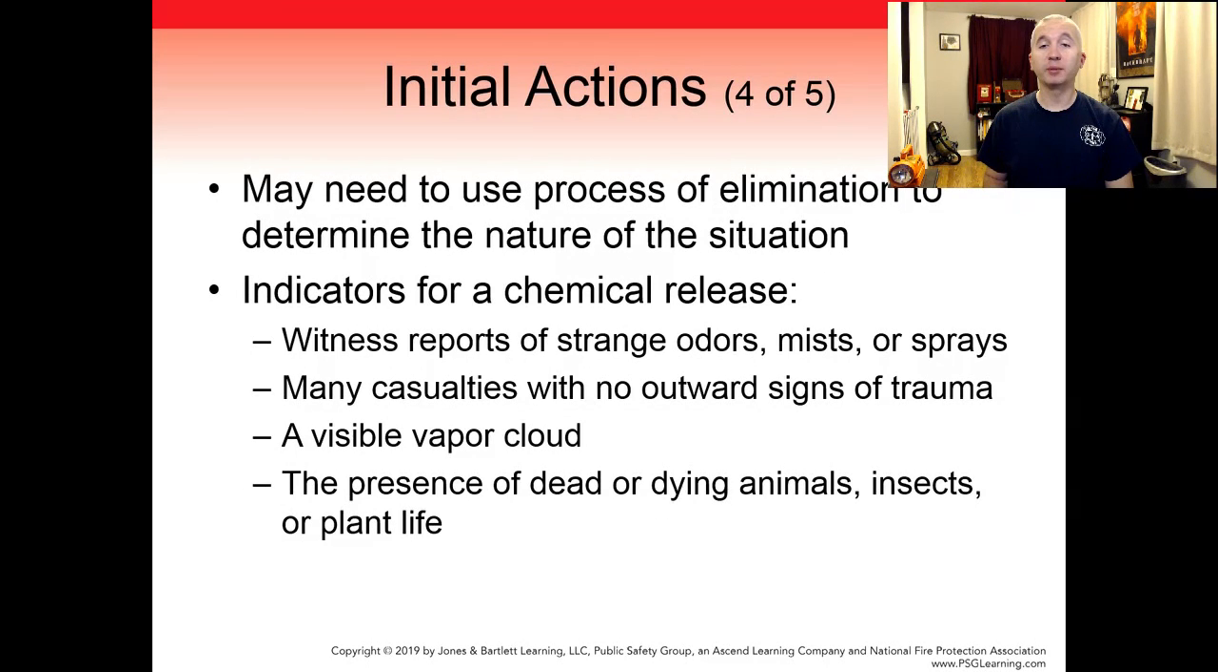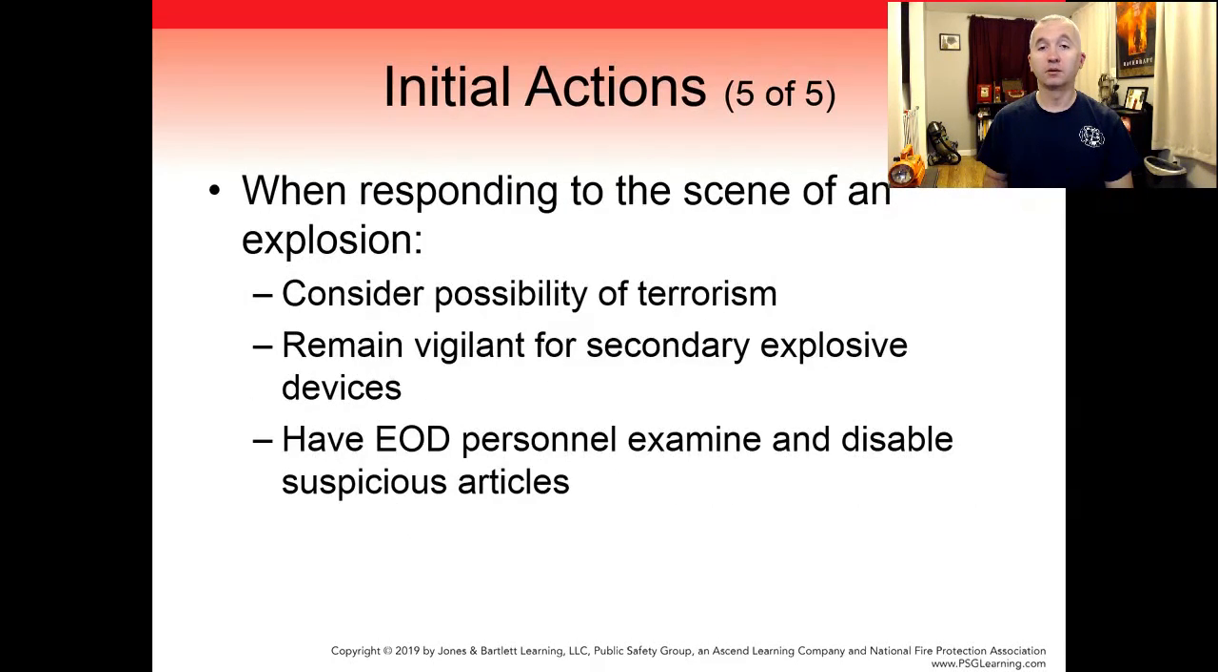The process of elimination may be required to determine the nature of the situation. Indicators of a chemical release could include witness reports or strong odors, mists, or sprays, many casualties and no outward signs of trauma, a visible vapor cloud, and the presence of dead or dying animals, insects, and/or plant life. When responding to the scene of an explosion, responders should consider the possibility of a terrorist bombing incident and remain vigilant for secondary explosive devices. Explosive ordnance disposal personnel should examine suspicious articles and disable them.